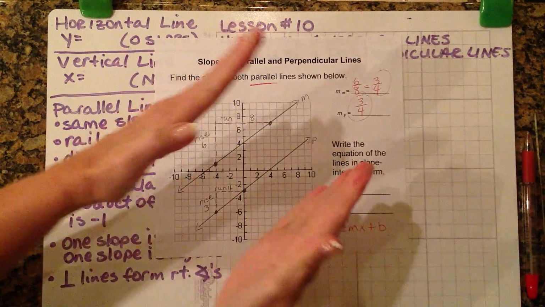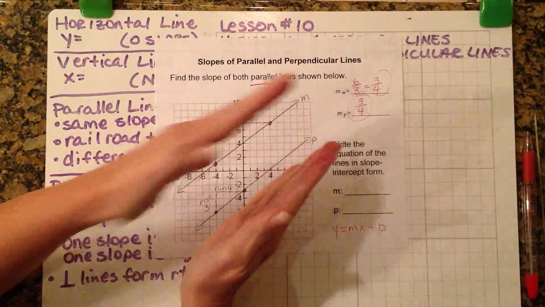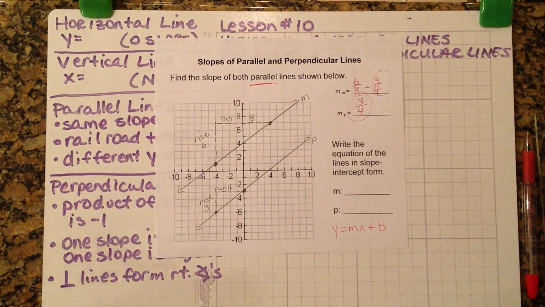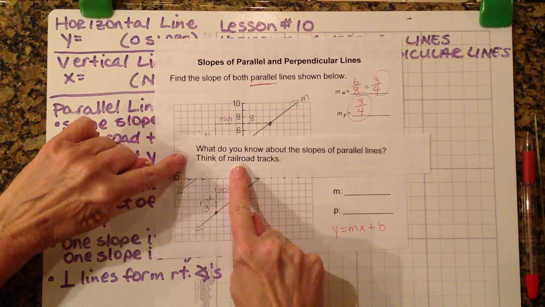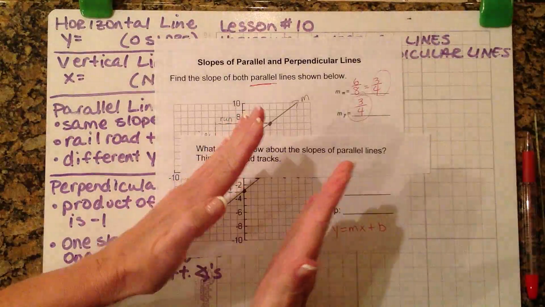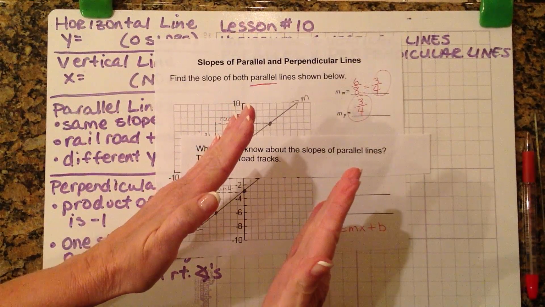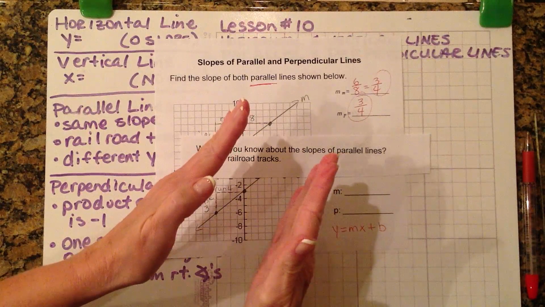Parallel slope means they're the same width from each other. When I think about parallel lines, I think about railroad tracks. Railroad tracks always have to stay parallel from each other. What happens if they're not? The train's going to derail or fall.